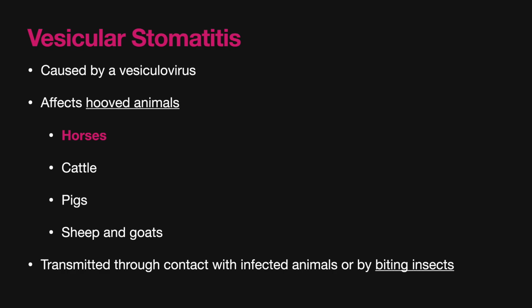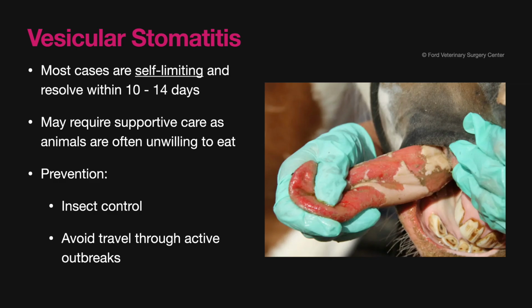This is caused by a vesiculovirus, and it affects hooved animals. So notably, horses can also be affected by this disease, as well as cattle, pigs, sheep, and goats. This disease is transmitted through contact with affected animals or through biting insects. Most cases of vesicular stomatitis are self-limiting and resolve within 10 to 14 days. Affected animals often require supportive care, as they are usually unwilling to eat due to the lesions on their mouth.